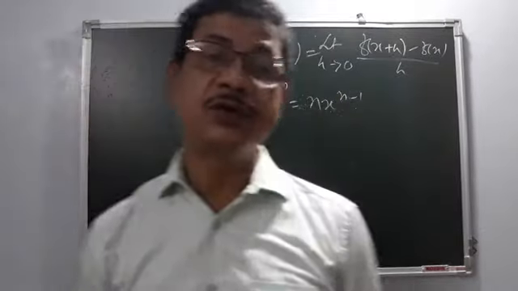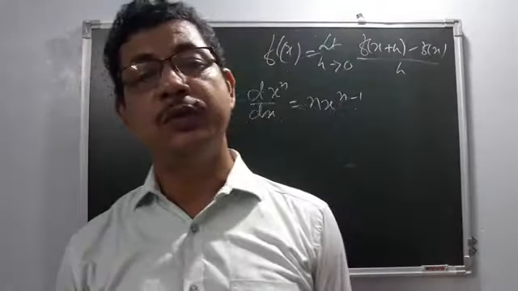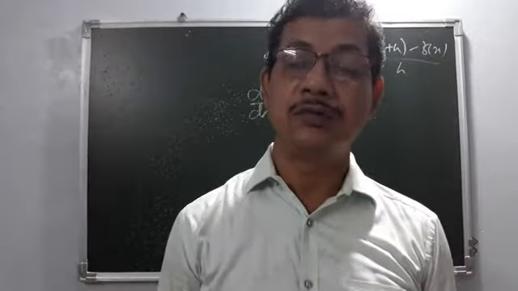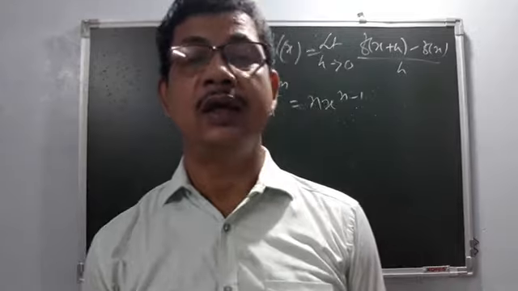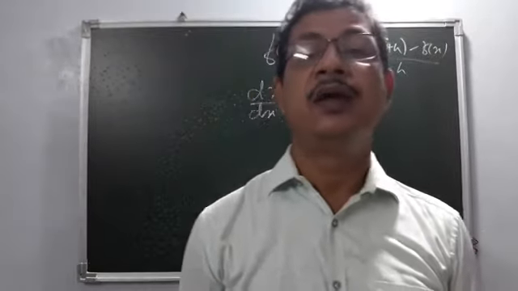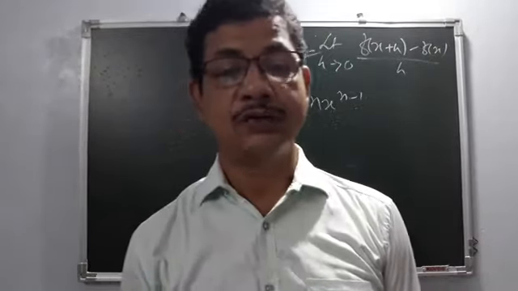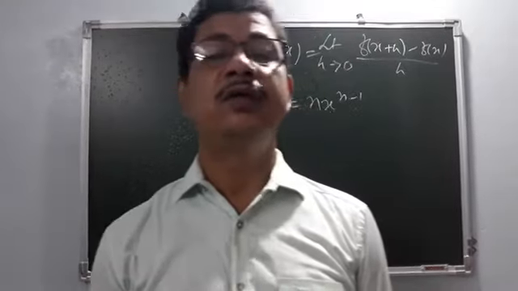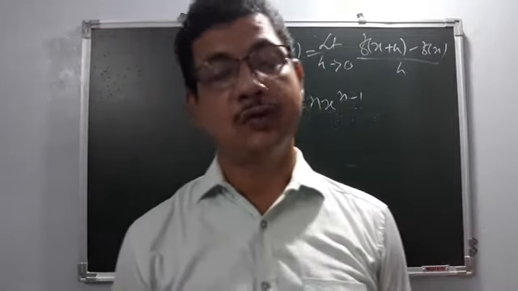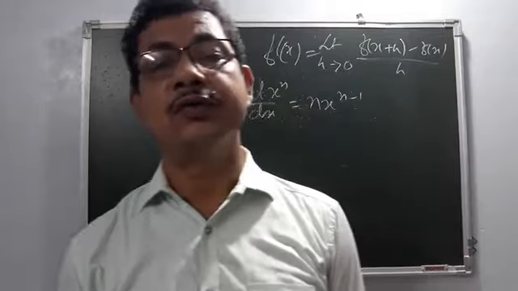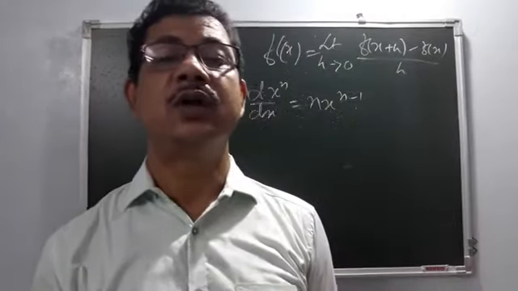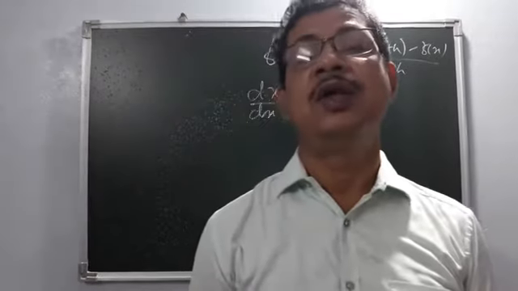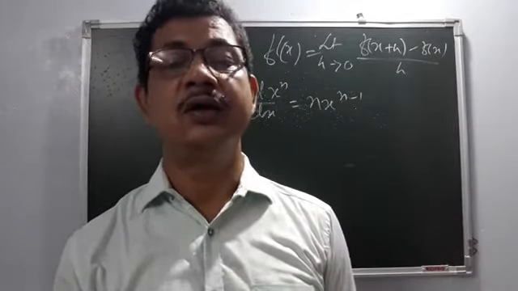Then differentiation of e to the power x is e to the power x. Differentiation of a to the power x is a to the power x log a base e. Then differentiation of log x is 1 by x. Differentiation of sin x is cos x. Differentiation of cos x is minus sin x. Differentiation of tan x is sec square x.